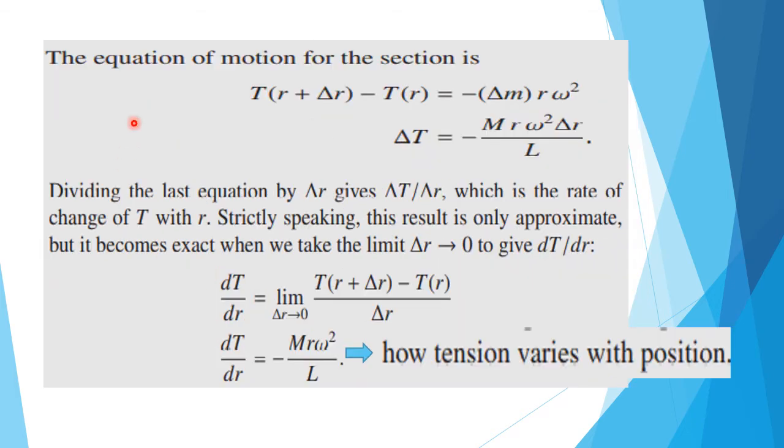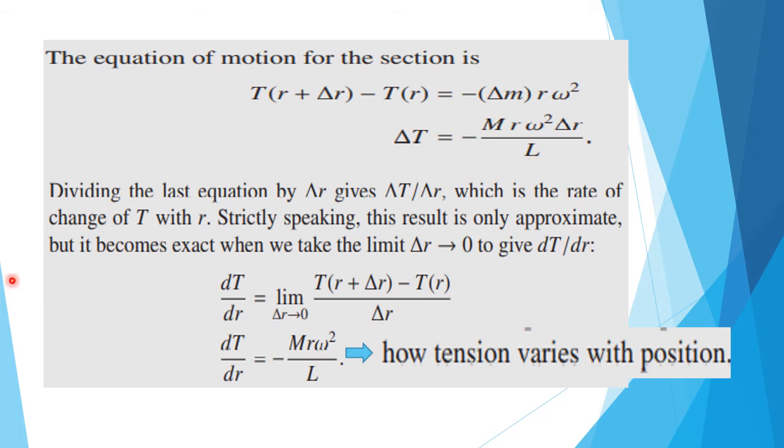So the equation of motion for that small section: the left hand side gives the force, that is T of r plus delta r minus T of r. That is equal to minus the mass delta m into its radial acceleration r omega square. So what is delta m? The mass M by L into delta r, into r omega square. So delta m is replaced as M by L into delta r. So delta T is equal to minus M r omega square delta r by L.